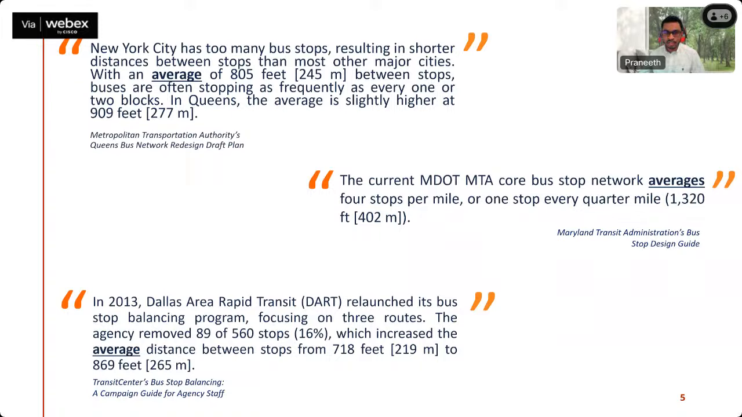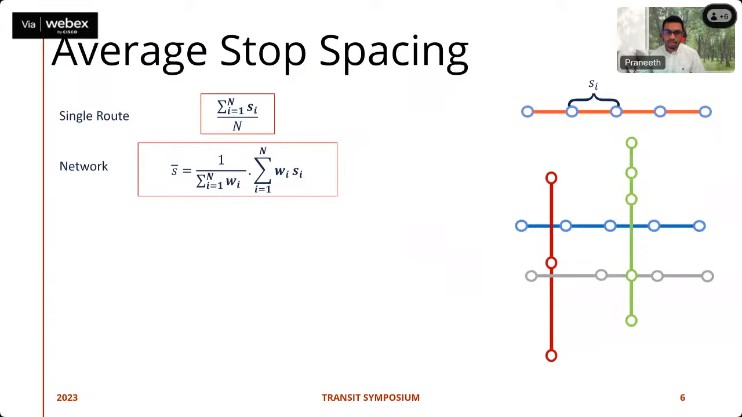However, the term average is somewhat ambiguous. To see why, let's take this example. For a single route, it's pretty much evident that the average stop spacing is simply the mean of all the segments. However, for a network, it's slightly more complex than for a single route. It depends on what kind of weighting we choose, and each weighting would lead to a different average stop spacing.